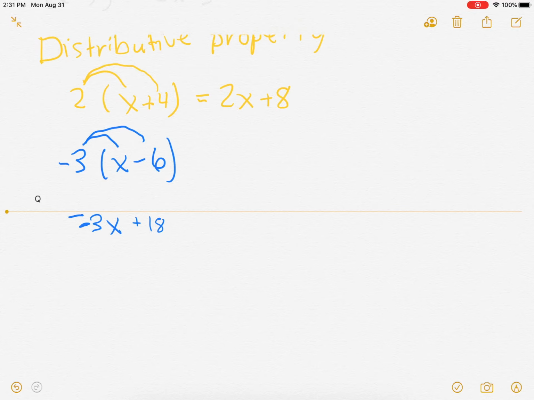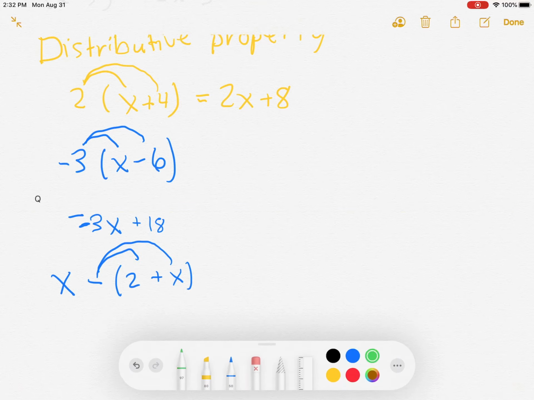One more example, if we have x minus 2 plus x, we have to distribute out the minus. If it helps you to think of it this way, as it helps me, remember there's always an imaginary 1 in front of these things. So notice now we have negative 1 times 2, which is negative 2, and negative 1 times x, which is negative x. So now we have x minus 2 minus x.